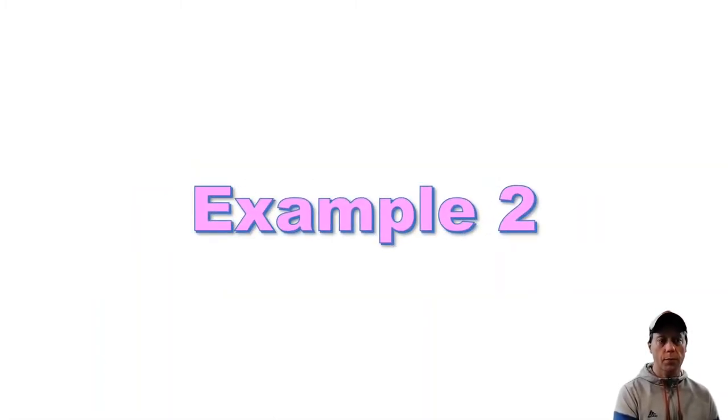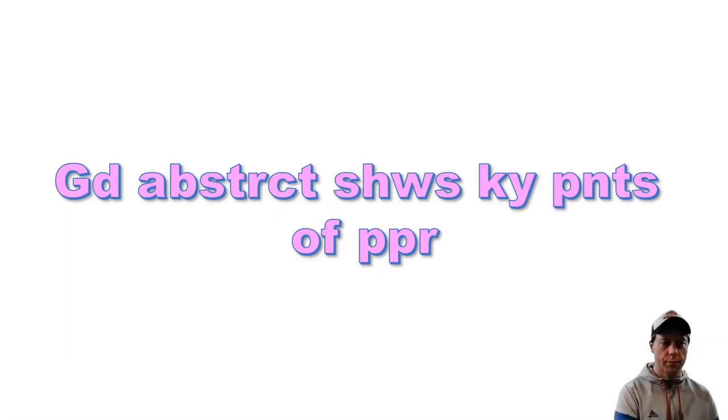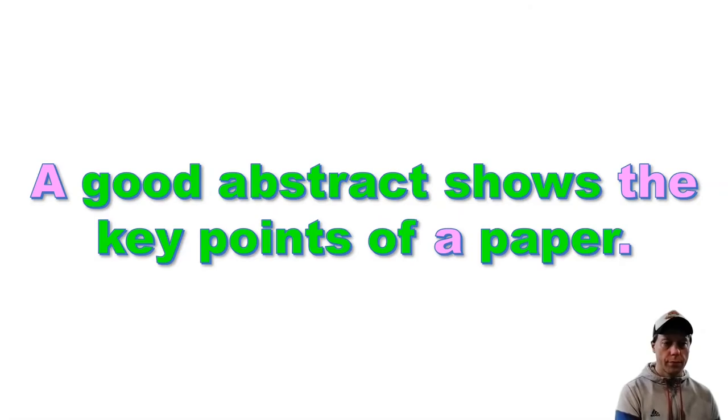Here's another example. A good abstract shows the key points of a paper. Once again, you'll notice the pink words, the indefinite articles and the definite article after shows. I didn't need to write those down because I just knew they should be there anyway, and all the vowels are now present, so I've just fixed it up basically after I've heard the text.